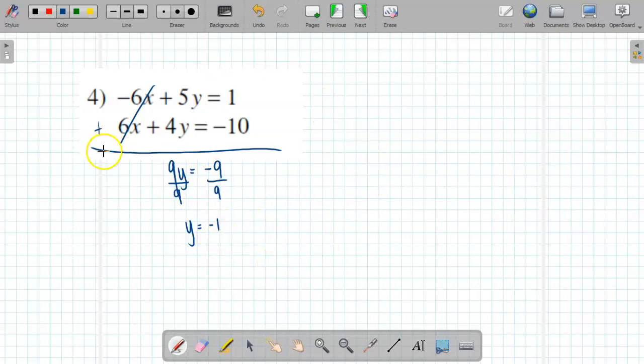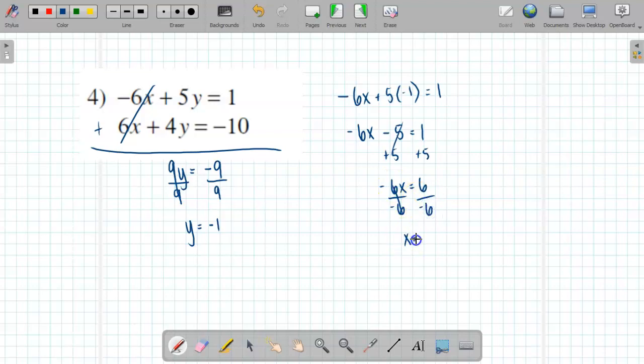And then we're going to do the same thing we did on the last problem so that we can solve. You can pick top or bottom equation. It doesn't matter. I think I'll pick the top one this time. So negative 6x plus 5 times negative 1 equals 1. So negative 6x minus 5 equals 1. So we add 5 to both sides. Negative 6x equals 6. We divide by negative 6, and x equals negative 1. So my answer for this problem is negative 1, negative 1.